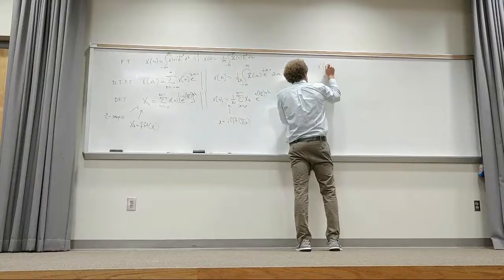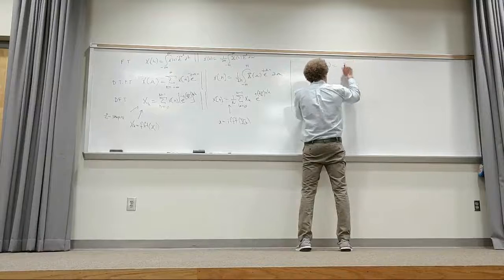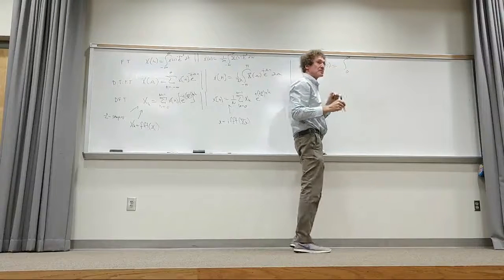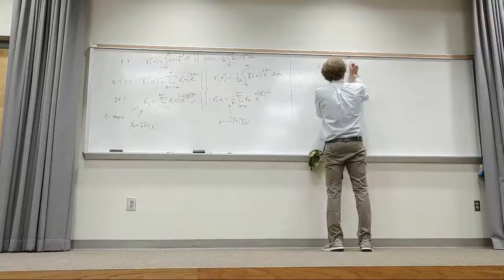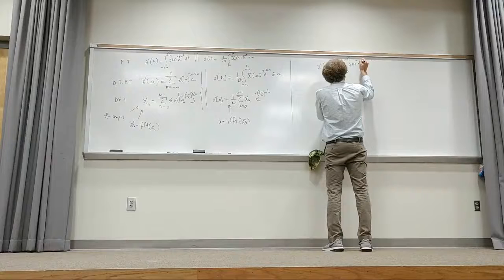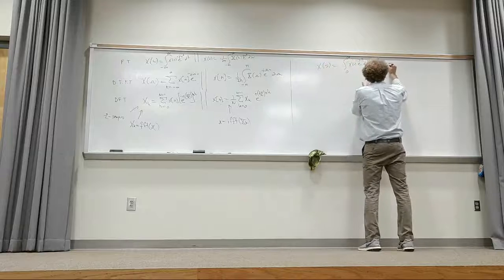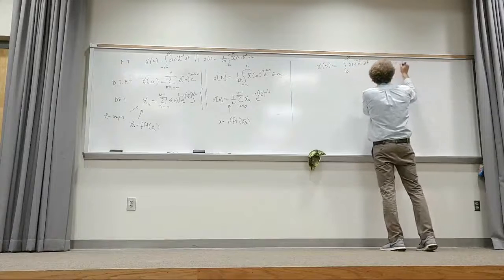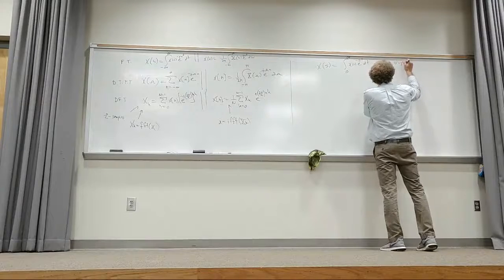Now I could say X of s was equal to the integral. The limits go from 0 to infinity for one side of Laplace. It's x of t, and it's times e to the what? Minus st, times dt. Here, s is actually equal to some constant, sigma, plus j omega.